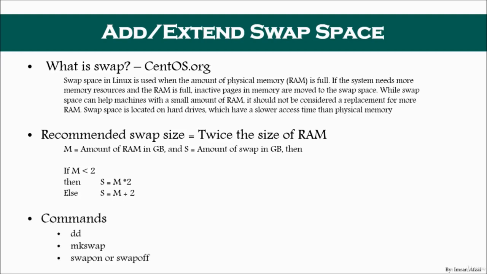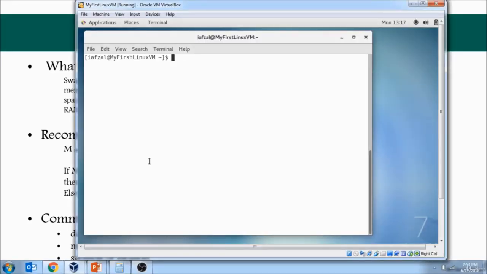The commands that we will be using to extend the swap space are dd to create a file, mkswap, swapon, and swapoff. So let's do that by logging into our machine in our Linux terminal and see how the swap space works. My terminal is opened, the Linux console GUI.